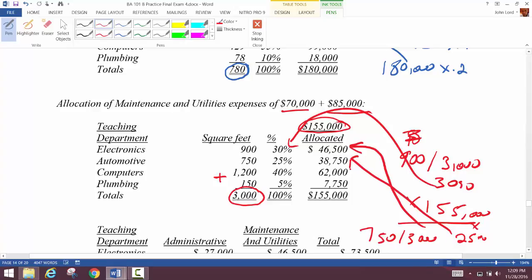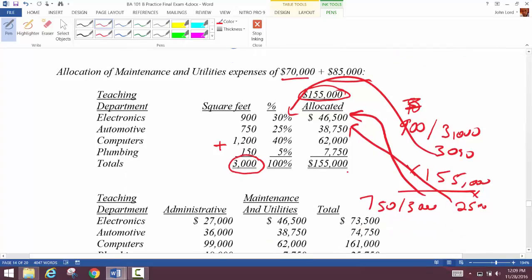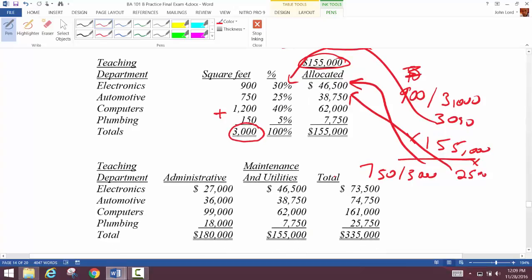And so on. Okay, and so when you look at this, probably the way you'll get asked this on your test is I'll just call out electronics, let's say. You'll have all that information, and then the multiple choice question will say, how much should be allocated to electronics? You're going to have to know to add the amount of administrative that we had up there that was based on students, plus the amount that we just allocated of the maintenance and utilities, based on number of classrooms or square foot of classroom, and we're good to go, right?